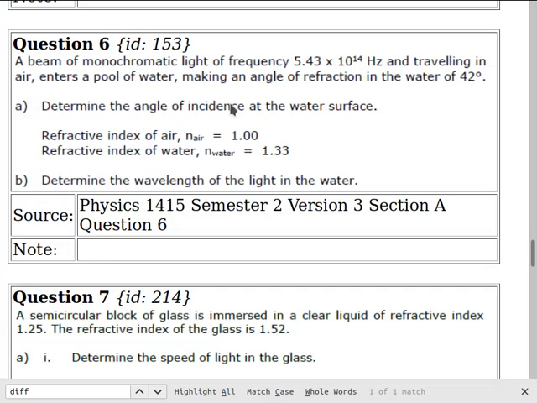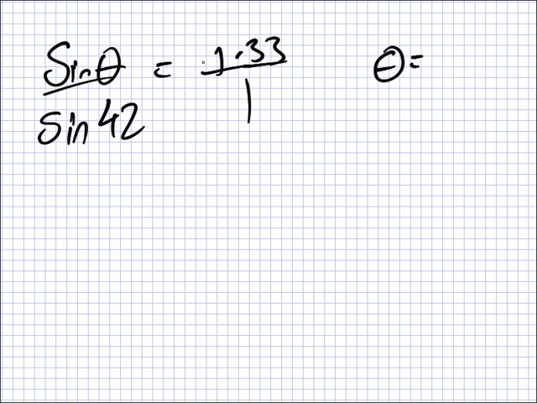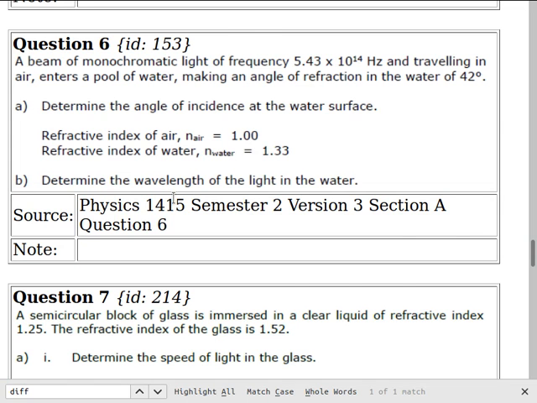So I have sine theta over sine 42. Is that it? No, 1.33 over 1, isn't it? Yeah. Good. Did you all get that? So what's the theta? Sine inverse of 1.33 sine 42. So what do you get? 62.9. Okay.